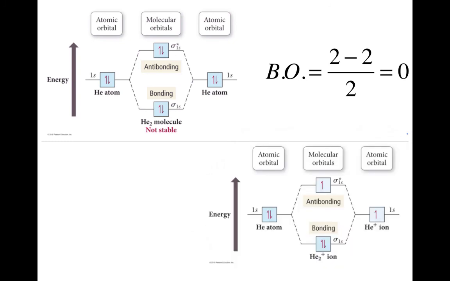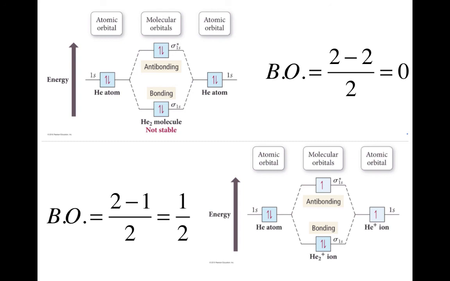Let's take a look at an He2 plus ion. What if I remove an electron from one of those helium atoms and turn it into a helium plus ion? Well, we now have 3 electrons to put in there. So I have 2 electrons in the bonding, I have 1 in the anti-bonding, and when we calculate a bond order, we get 2 electrons in bonding minus 1 in the anti-bonding, so that leaves us with 1 over 2, and so we get a bond order of 1/2.